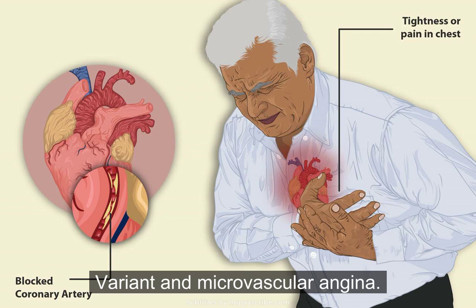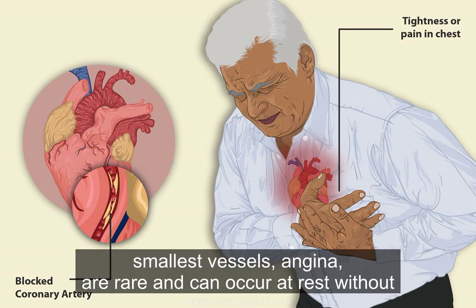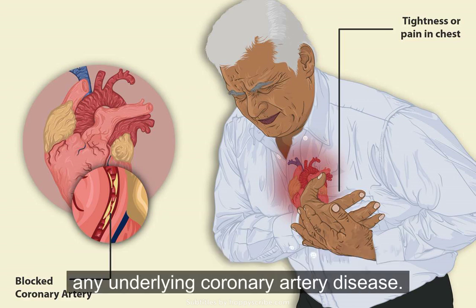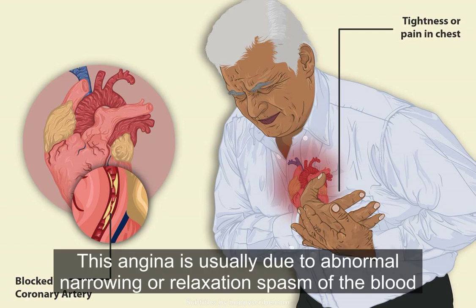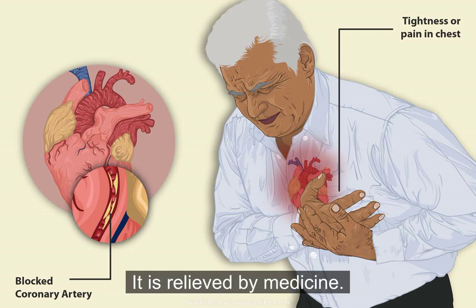Variant and microvascular angina. Variant (Prinzmetal's) angina and microvascular (smallest vessels) angina are rare and can occur at rest without any underlying coronary artery disease. This angina is usually due to abnormal narrowing or relaxation (spasm) of the blood vessels, reducing blood flow to the heart. It is relieved by medicine.